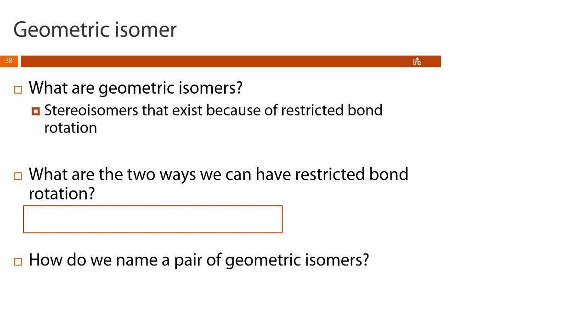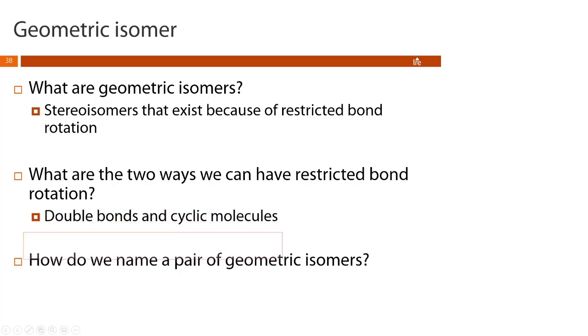Now these are also referred to as cis-trans isomers. And these are stereoisomers that exist because of restricted bond rotation. And there are two ways that we can have restricted bond rotation: double bonds and cyclic molecules. So this is where having your molecular model kit really comes in handy.